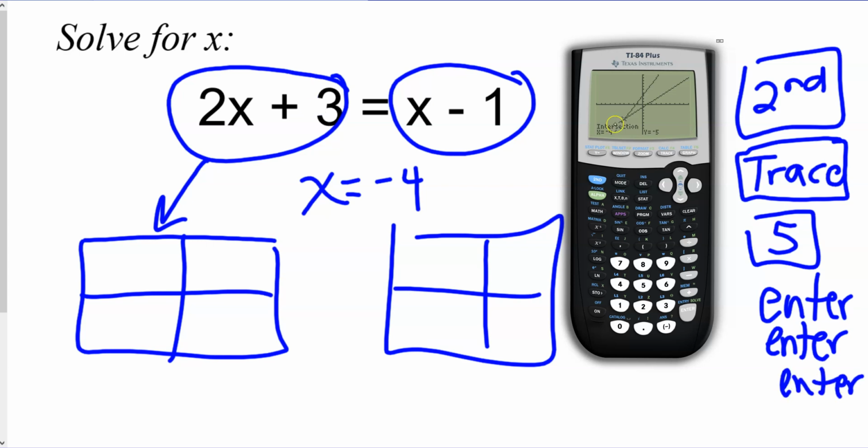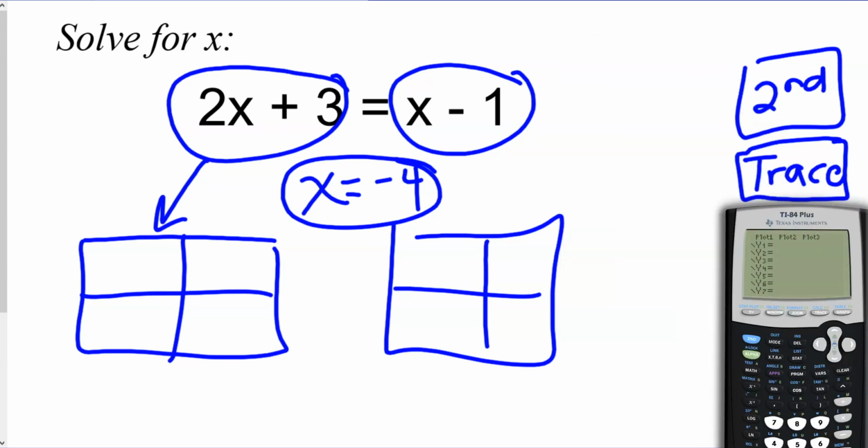And what the calculator shows you is that those two lines intersect at x equals -4 and y equals -5. Well, we're only interested in the x coordinate of -4, and it gave us the right answer. So, if I hit clear on my calculator, and then the y equals button, I can clear out this equation, arrow down, clear out the second equation.